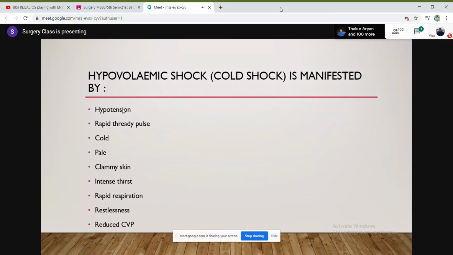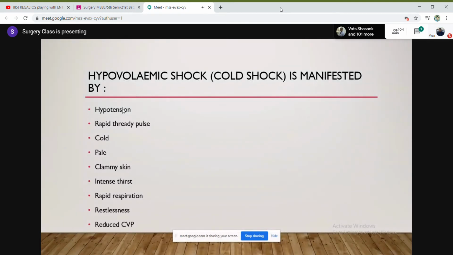Blood loss is more dependent on time. So if you lose blood too fast, then definitely you have hypovolemic shock. So what are the signs and symptoms of hypovolemic shock? If you look at the patient and measure the blood pressure, the patient is hypotensive, there's low BP.